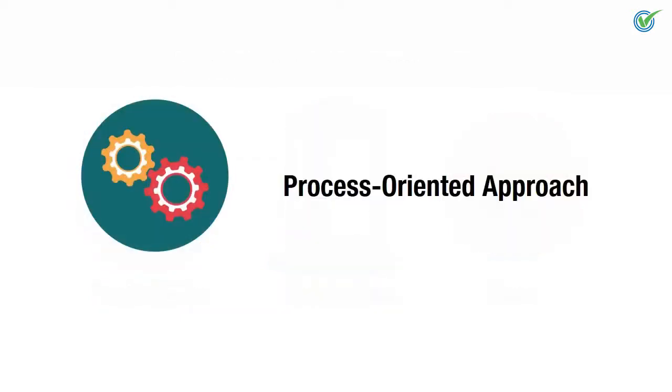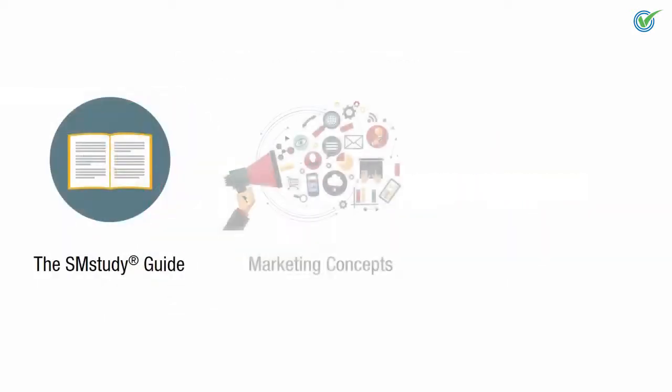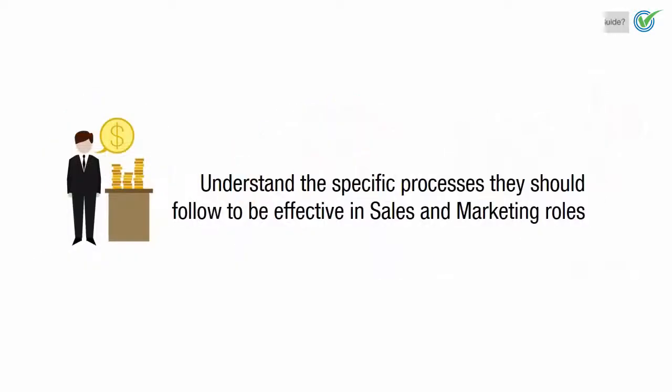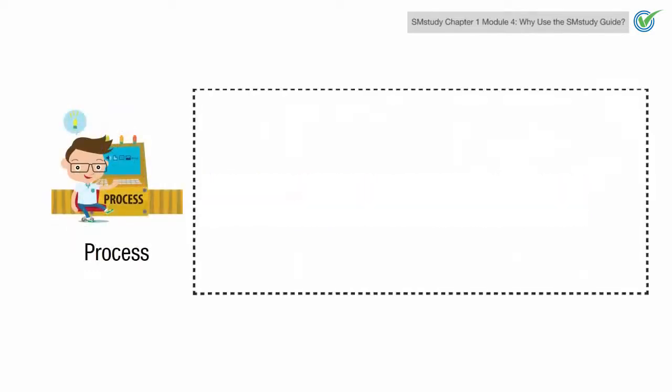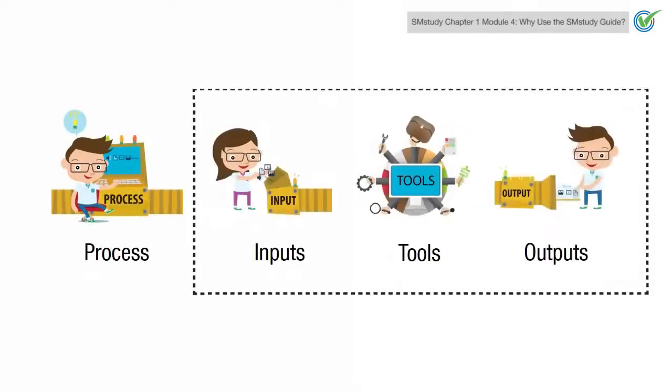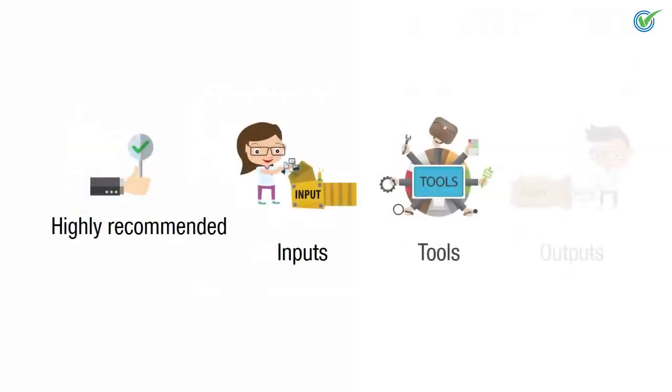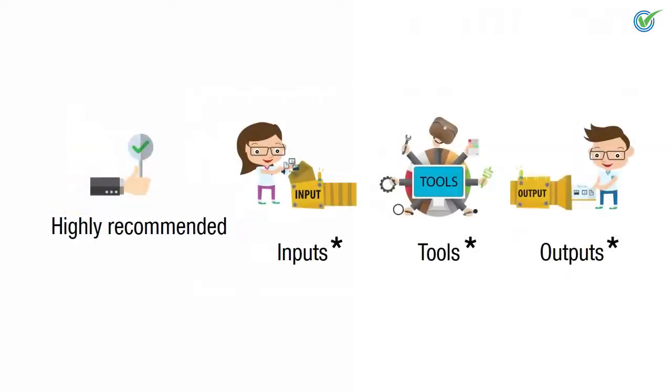Process-oriented approach. The SMstudy Guide explains sales and marketing concepts through an action-oriented process approach. This helps sales and marketing professionals understand the specific processes they should follow to be effective in their sales and marketing roles. Each process has associated inputs, tools, and outputs that are recommended for use. Highly recommended inputs, tools, and outputs are noted with an asterisk beside the concept in each process box, and then again when each process is discussed throughout that section.